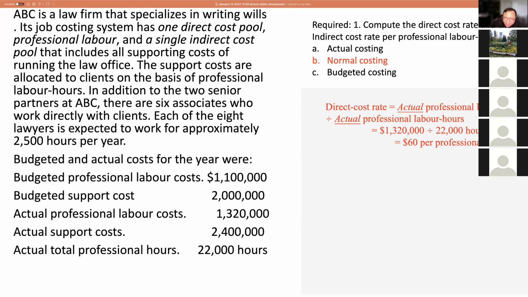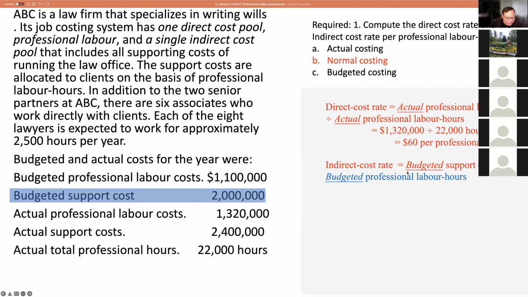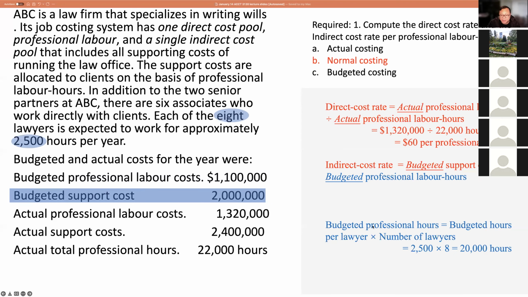But for indirect cost, you use the budget. For indirect cost, that's the support cost. You use the budget. And again, the budget of professional hours is calculated by 8 lawyers times the 2,500 expected hours for each of them. So you know what's actual, always use actual numbers, and the budget costing, always use budgeted numbers. But for normal costing, for direct cost, you use actual numbers. For indirect cost, you use budget numbers. Are we clear?